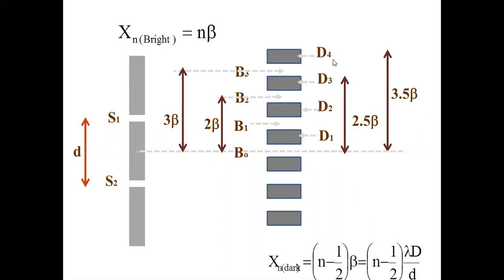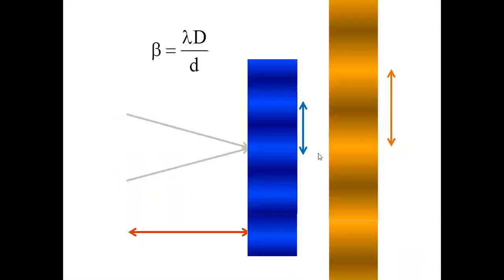So whichever the number of the dark fringe, the fourth dark fringe is at 3.5 beta. Whichever be the number of the dark fringe, its distance is half less. That means (n minus half) beta. That's what you have to remember. For the nth bright fringe, n beta. For the nth dark fringe, (n minus half) beta. Okay, we will move on.